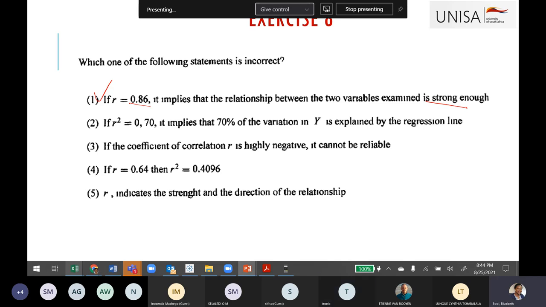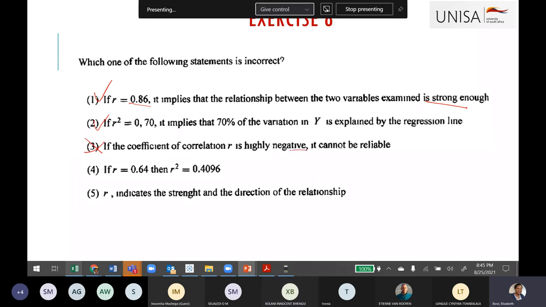R squared of 0.7 implies that 70% of the variation in Y is explained by the regression line. Is that true? That is true. If the coefficient of correlation R is highly negative, it cannot be reliable. That doesn't make sense. It is wrong. It is incorrect. Only when it's close to zero it cannot be reliable, because there is no relationship. So that is the incorrect one.